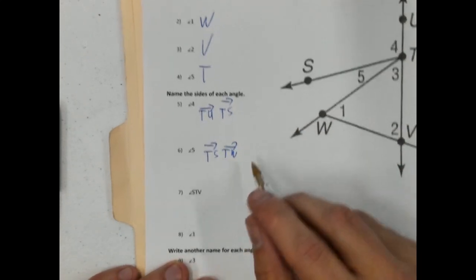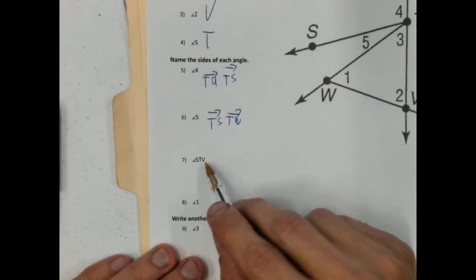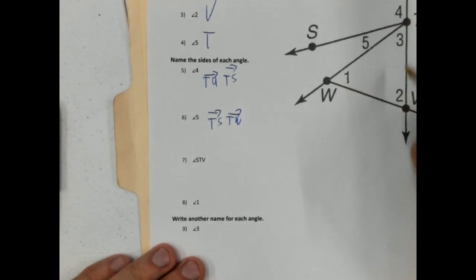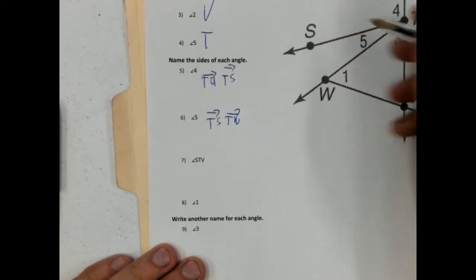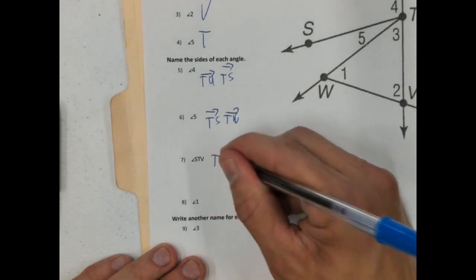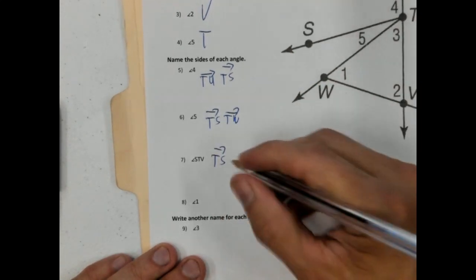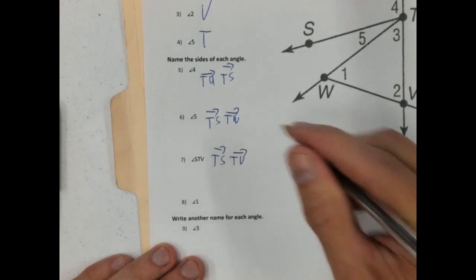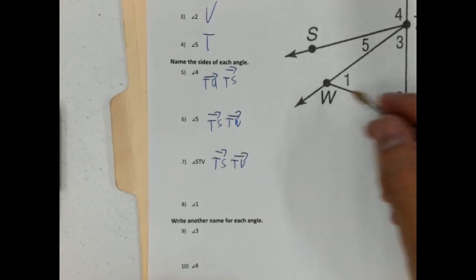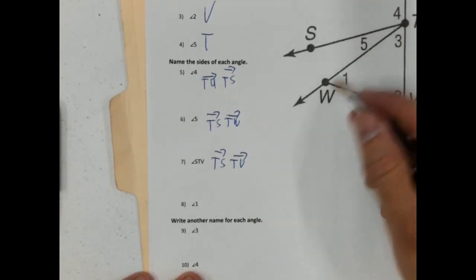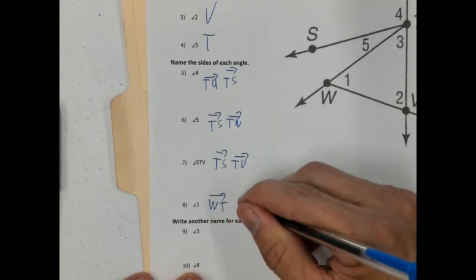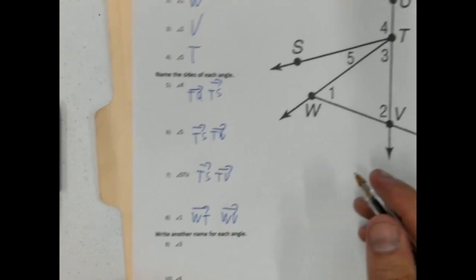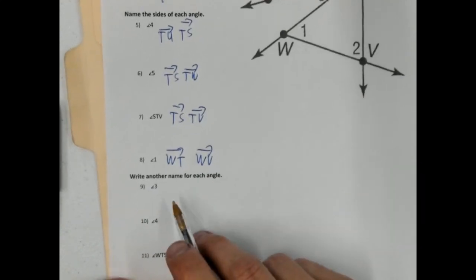Okay. And then we have angle STV. So this angle here. So this is a ray and that's a ray that's making it up. So TS and TV. Okay. And then we have angle 1. So here we have WT and WV. Okay, then we have to name some of these angles.